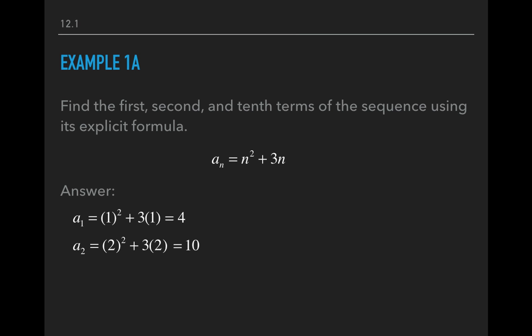And the last, we're looking for the 10th term, and we can do that real easily just by plugging in 10 into the position because it's in the 10th position. That's going to give you 130. So the first term, A sub 1, is 4. The second term, A sub 2, is 10. And the 10th term, A sub 10, is 130.